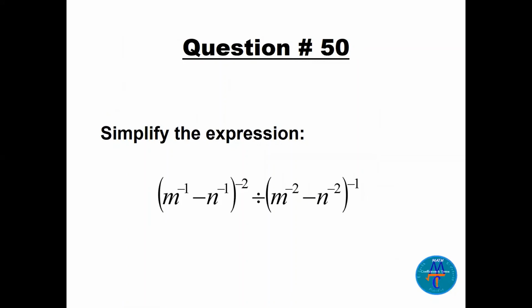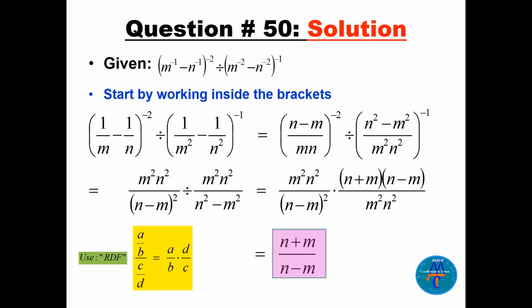Number 50: simplify the expression. Remember, this is not an equation, it's an expression. You have to work here with the negative powers. The big mistake students can make is to distribute the power here, which is completely wrong. You have to go inside: 1 over m, inside here 1 over n, inside 1 over m squared minus inside 1 over n squared. Then you proceed to get the answer. After that, everything will be simple.